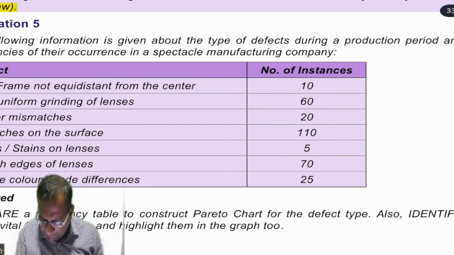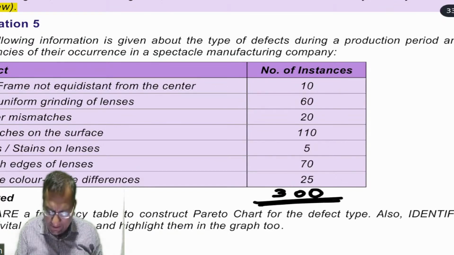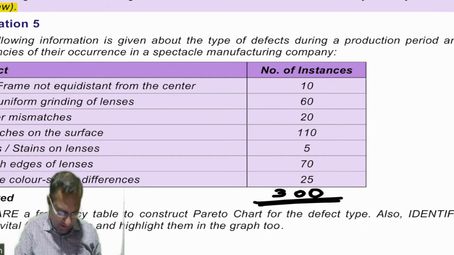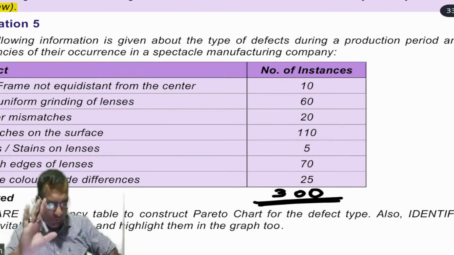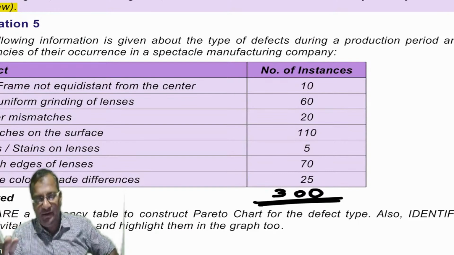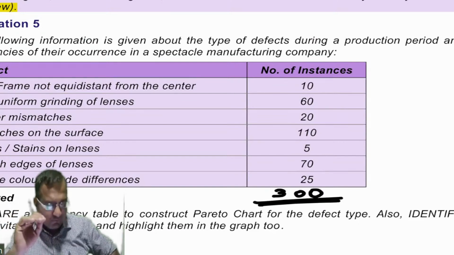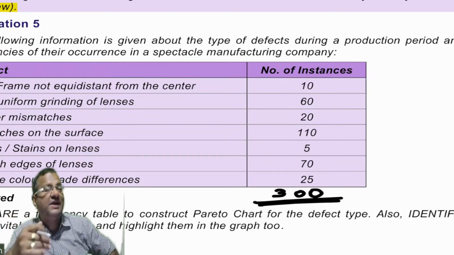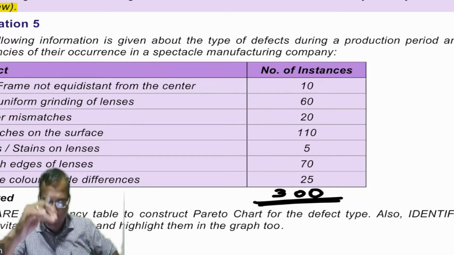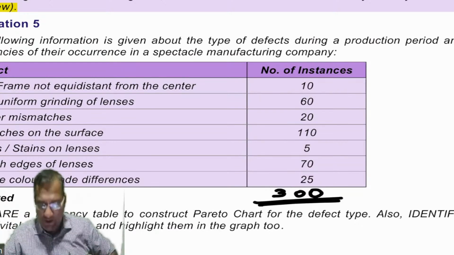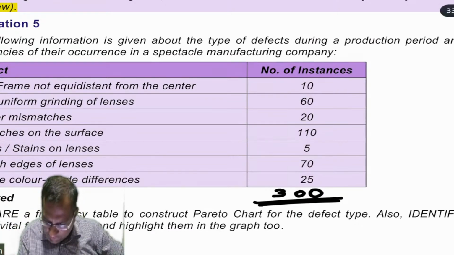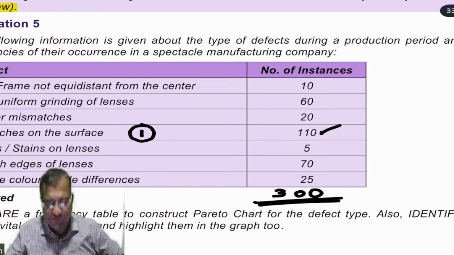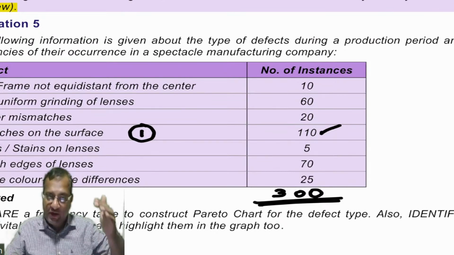So the total number of complaints is 300, right? These 300 complaints are across 7 aspects. We have to make a total of 4 columns. Can you tell me, in the first 2 columns we will arrange data in descending order, starting from highest to lowest? So tell me, which data will we write first? We will write down the data of scratches on the surface, because it has the highest number of complaints.